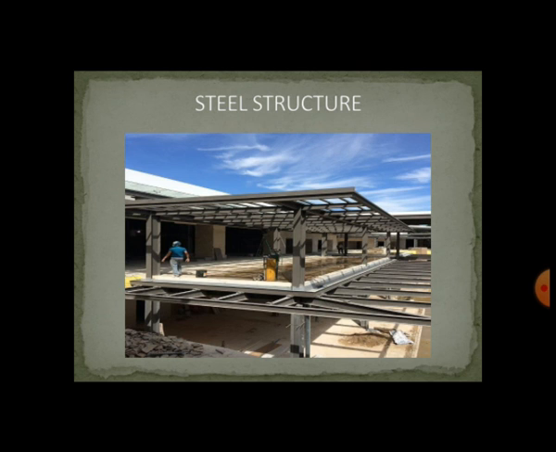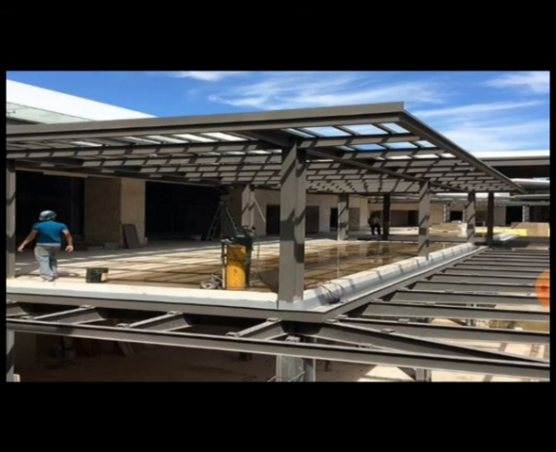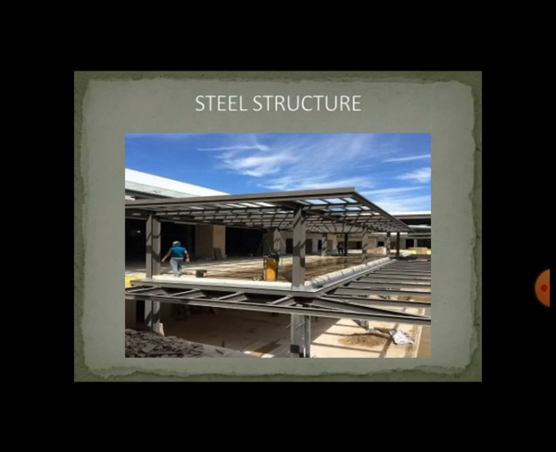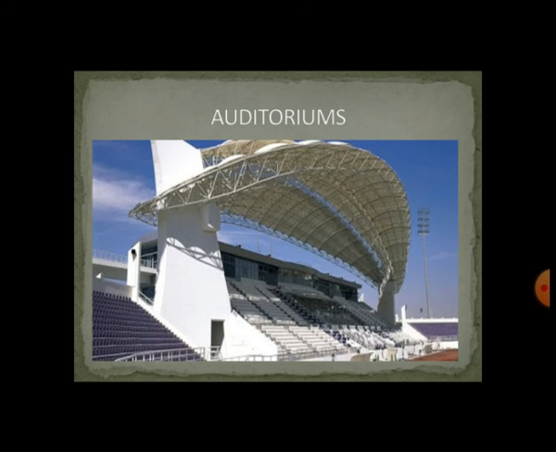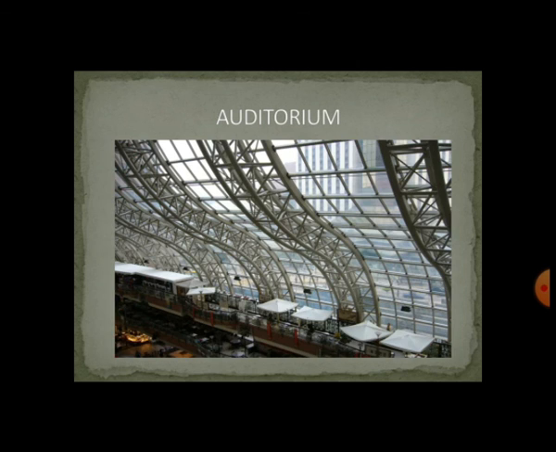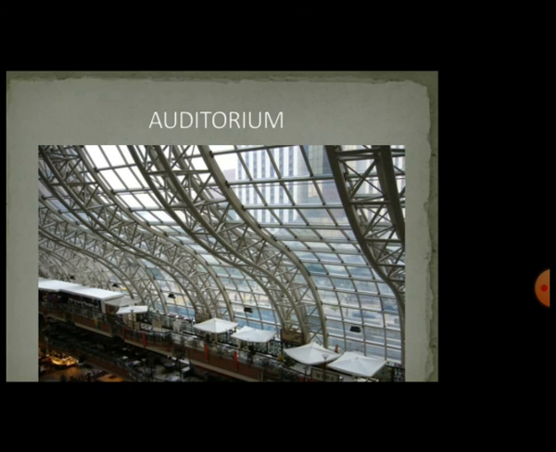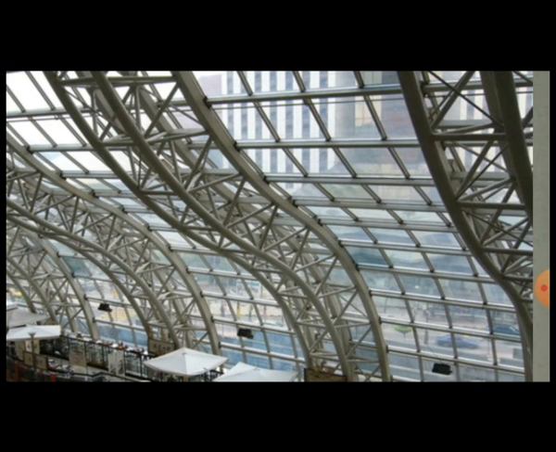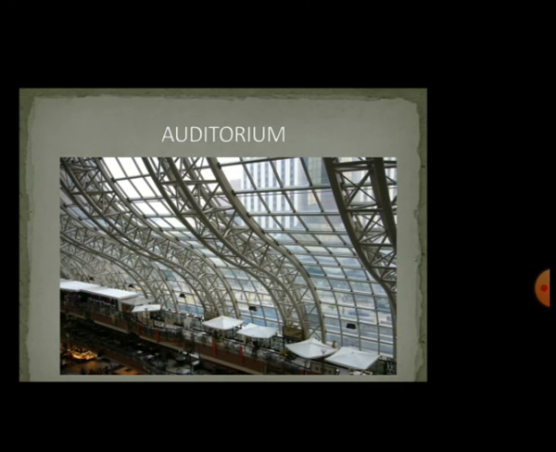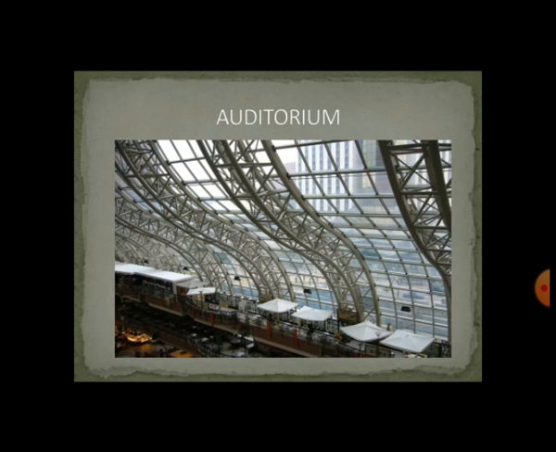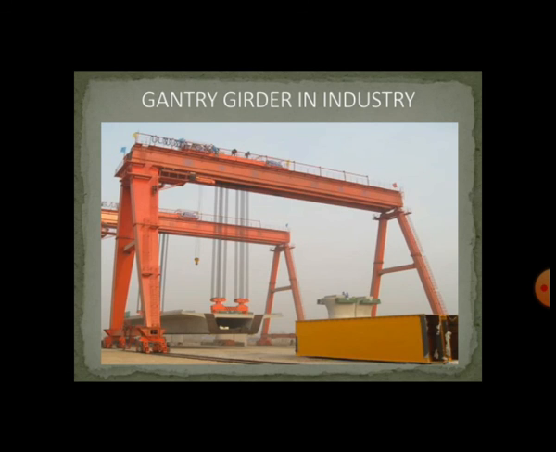Steel structure, another steel structure. So you can see most of the steel structure is made out of I sections. Auditoriums, another auditorium you can see. So here they made use of solid round bars. They have provided some lacings. So we shall discuss what are the lacings, battens, all these things in the coming classes.